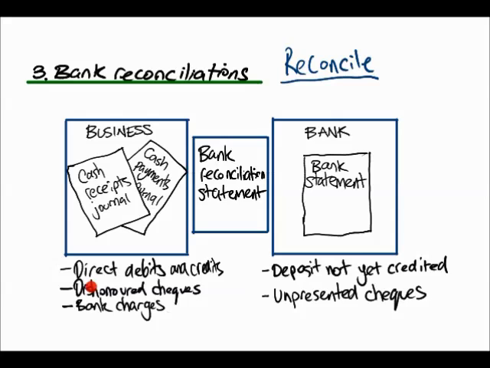Now, this is a really common one, and this is unpresented checks. So dishonoured checks are where you've been paid for something, but there's not enough money in the person's account to actually pay you for it. An unpresented check is where you've paid somebody with a check, but they haven't put it into their bank account yet.